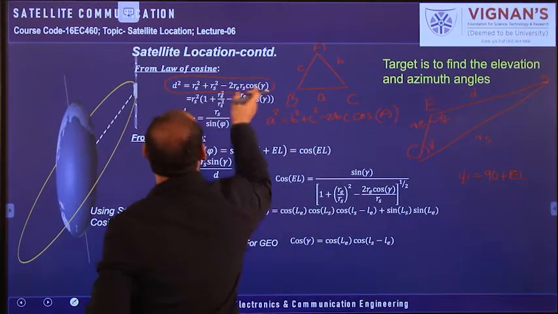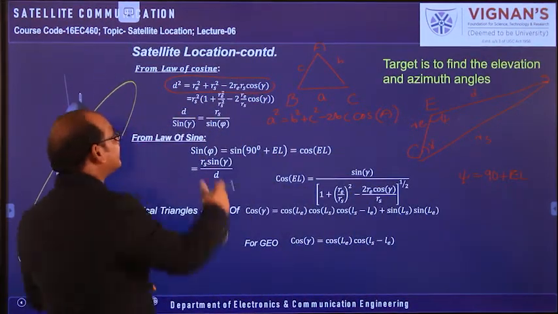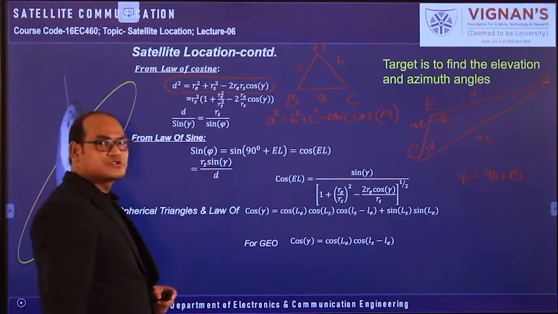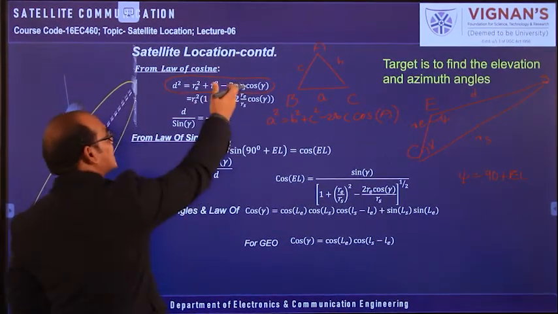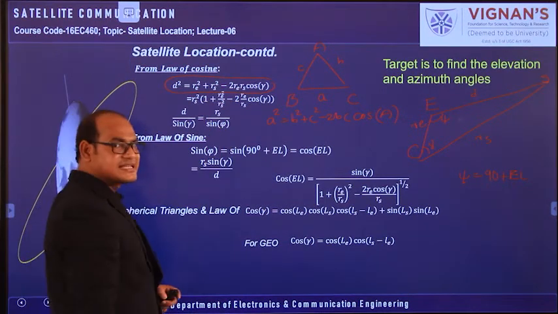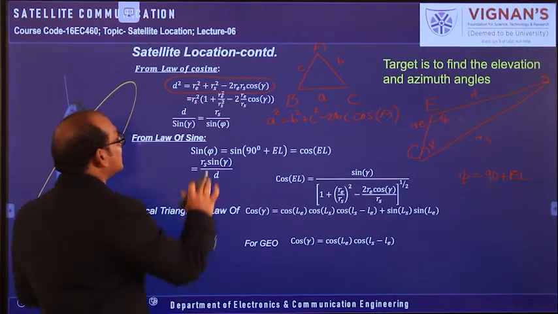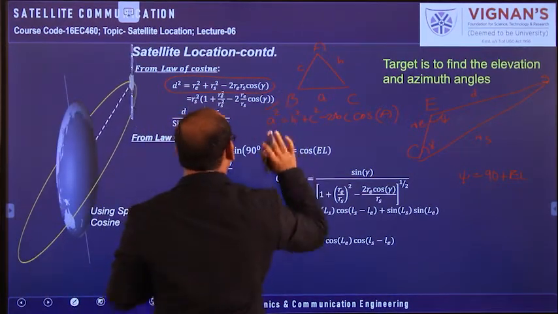Next, we take RS square as common. By taking RS square common, from this we get 1, and from RE square we get RE square by RS square, and from the last term we get minus 2 RE by RS, keeping RS in the denominator, cos gamma. So in this way we got this equation. Keep this equation at one side.